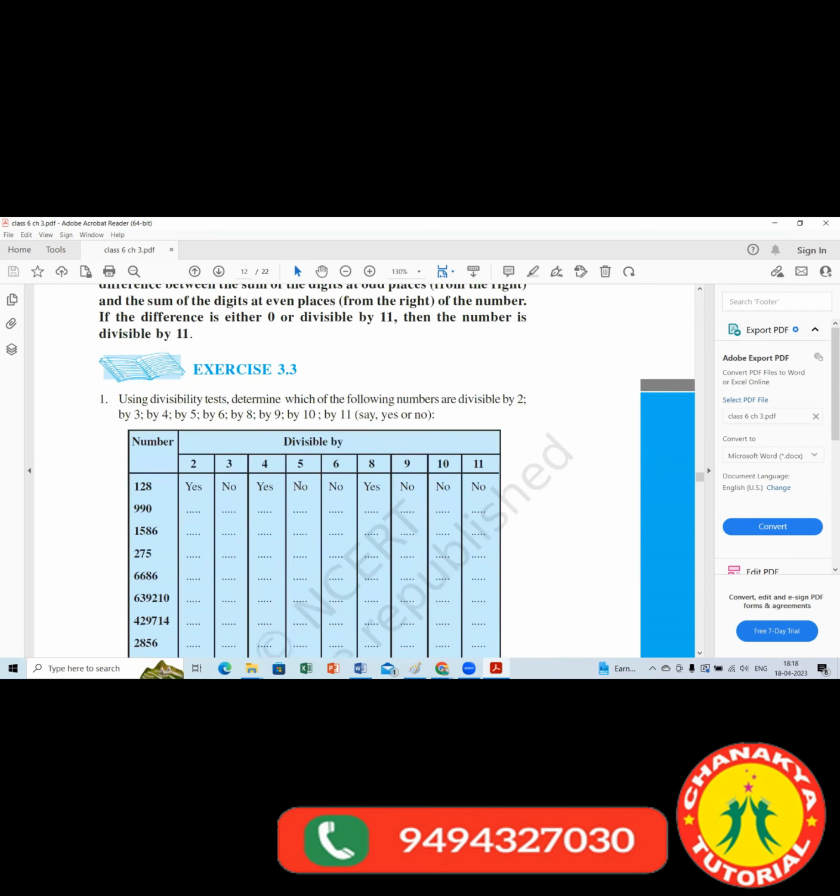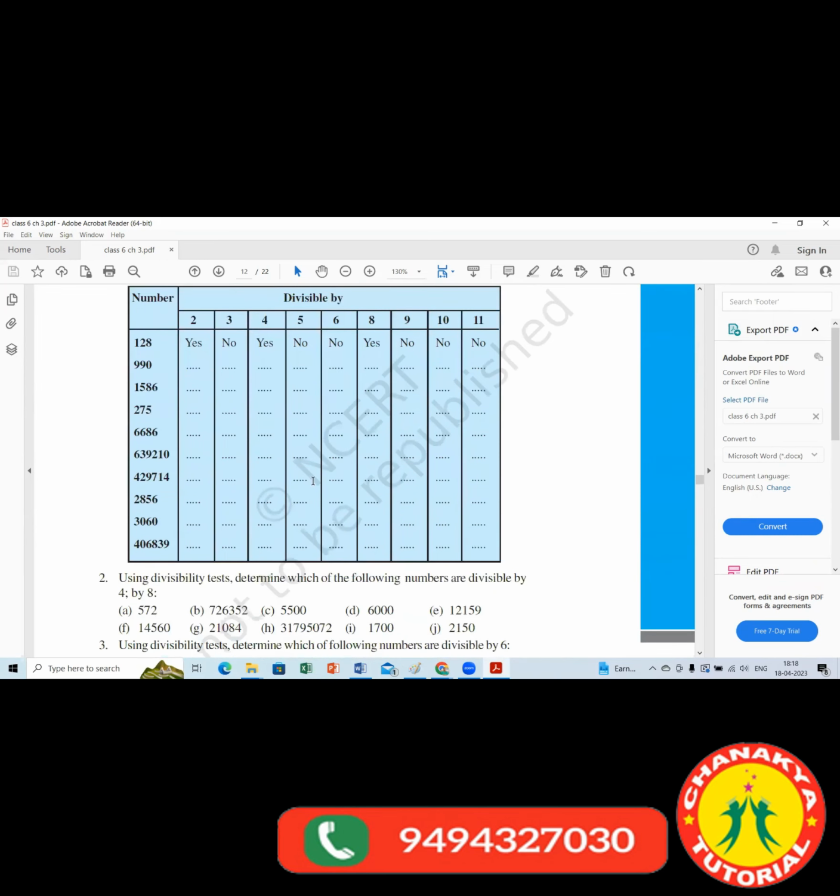Children, we will go with examples so that it's easy for you. One question for one student. First, I'm starting with Adrit. 990. Yes, Adrit, 990 is divisible by 2. Why? Ma'am, because the last digit is even. Very good. The last digit is even. Is it divisible by 3?